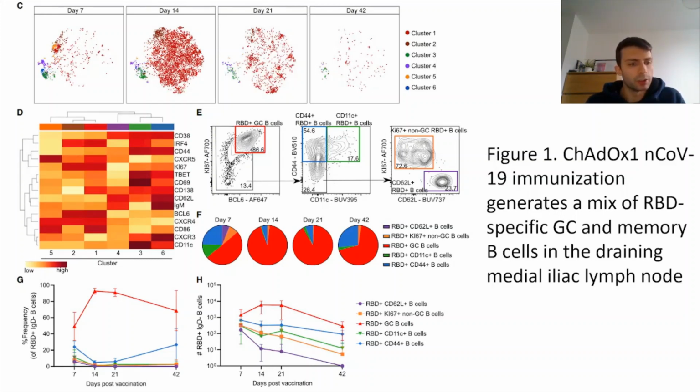In G and H, we quantify the relative frequency of each cluster and the total number of cells in each cluster based off the total size of the lymph node.